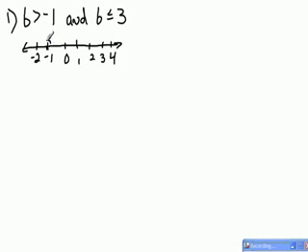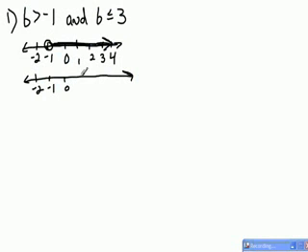So it's going to be greater than -1. That means it doesn't include it, so it's a circle. And if it's greater, it points this way. So it's going to go over here and put an arrow. Then my other inequality says b is less than or equal to 3. So I'm going to draw the same number line. 2, 3, and 4. And it's less than or equal to 3, so it includes 3, so put a dot. And it's going to go the other direction and have an arrow on the end.